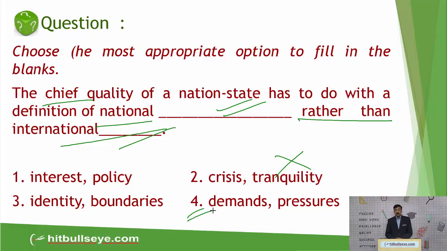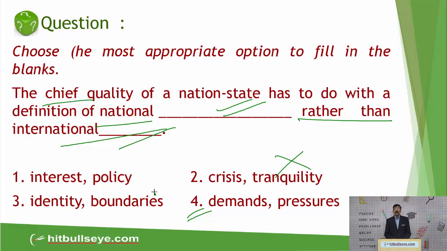Very close option, demands versus pressures. Option 4 is very close. And identity and boundaries. Boundaries seems to be a little correct but not fitting well, especially the first word in third option is not going well. So the fight is between option 1 and option 4.